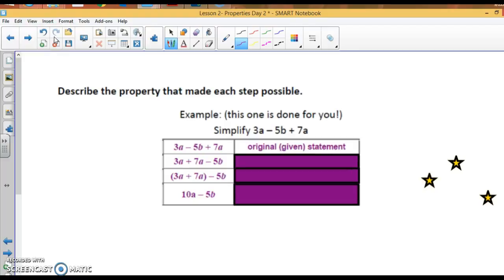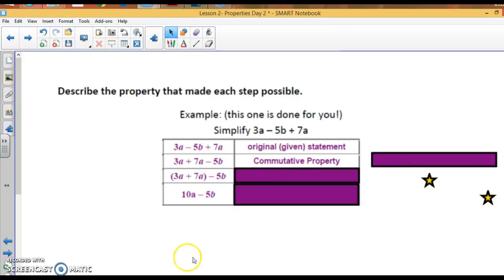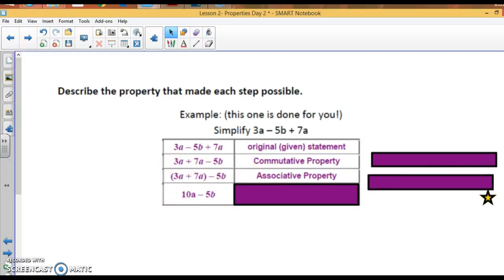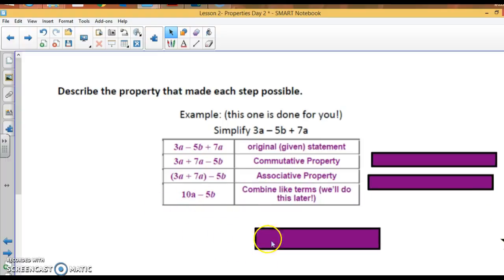All right, describe the property. So the original problem was 3a minus 5b plus 7a. What happened from this first row to the second row? The negative 5b and 7a changed place. That is the associative, or I'm sorry, the commutative property, the order change. We grouped the first two together. What is that? Associative. And then we combine like terms. We'll do this later because 3a plus 7a is 10a.